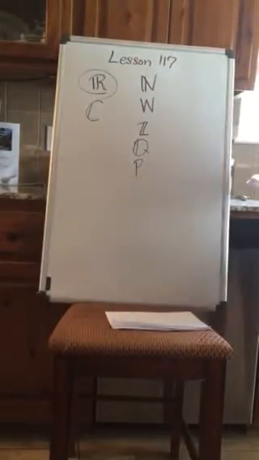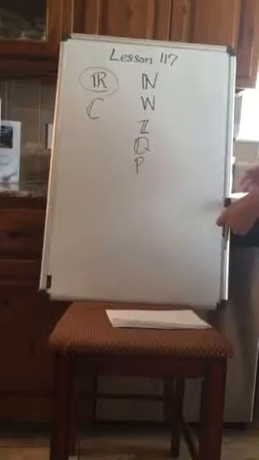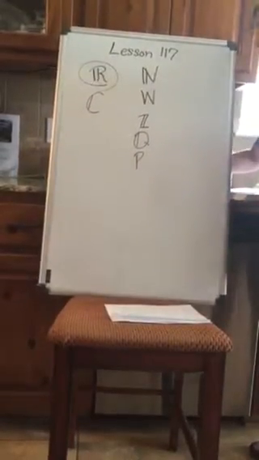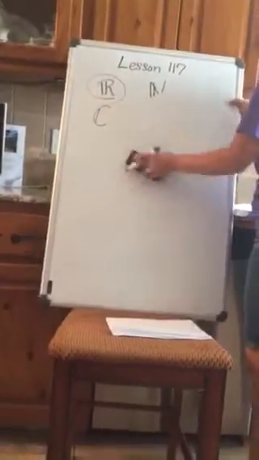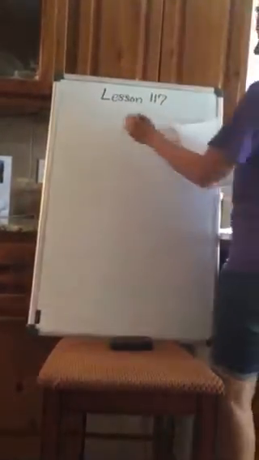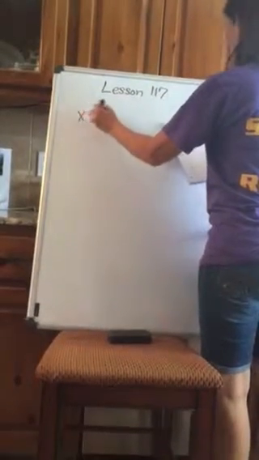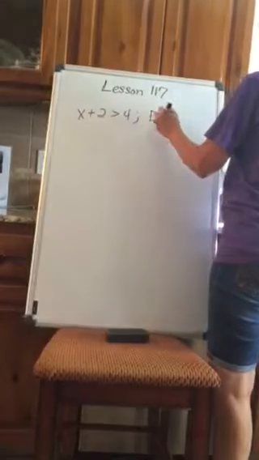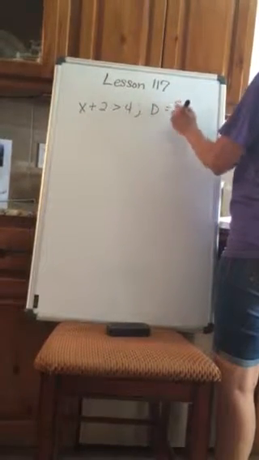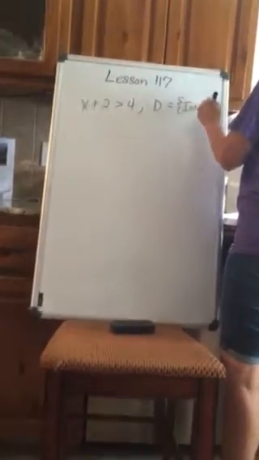And up until now, as we've graphed inequalities, our equations have looked something like this: X plus 2 is greater than 4. And our domain is, and it's spelled out, integers.